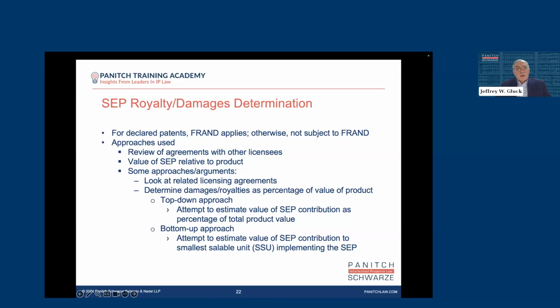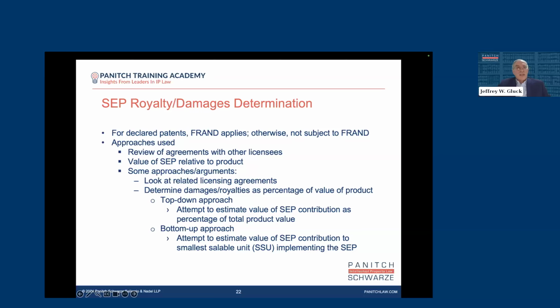But some of the factors that most often come up in the SEP world are agreements with other licensees, and the value of the standard essential patent relative to the particular product. And this is a big one because I'll use a more standard-oriented approach than Steve's windshield wiper example. Let's look at it.